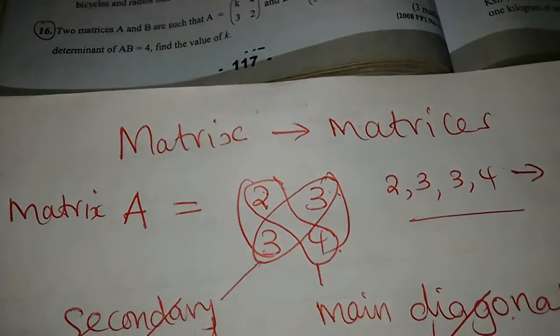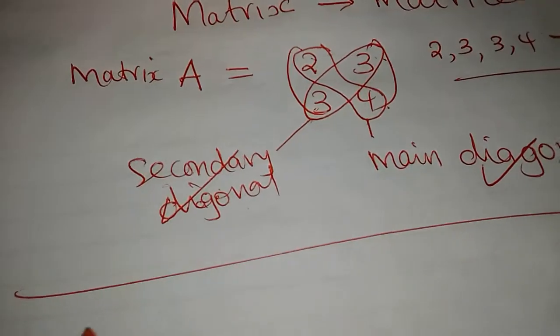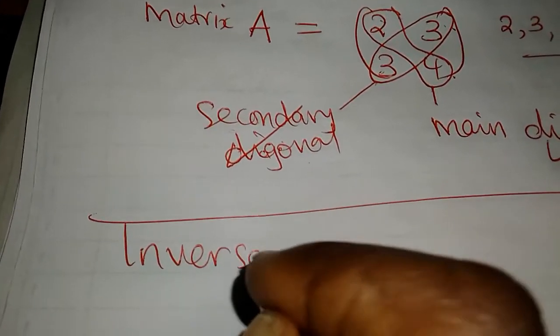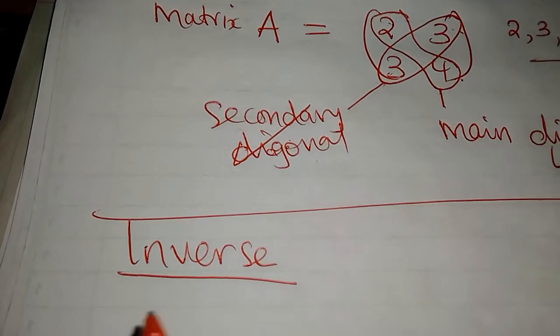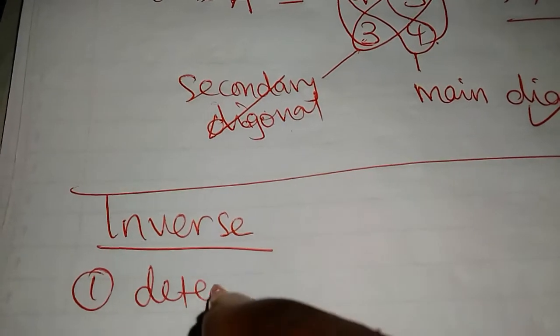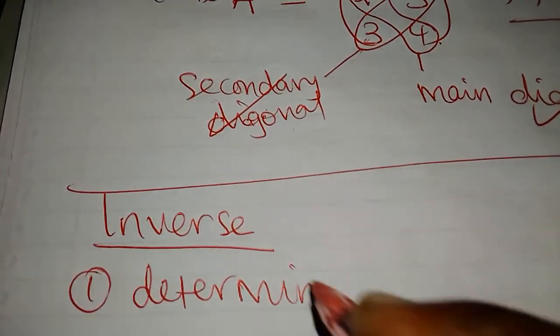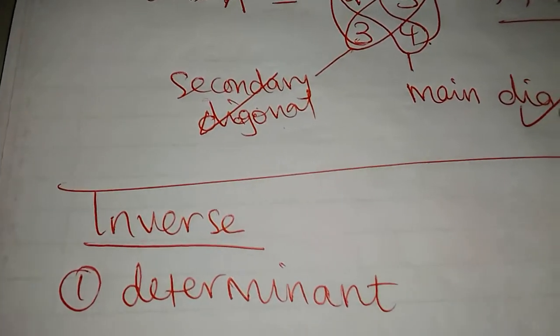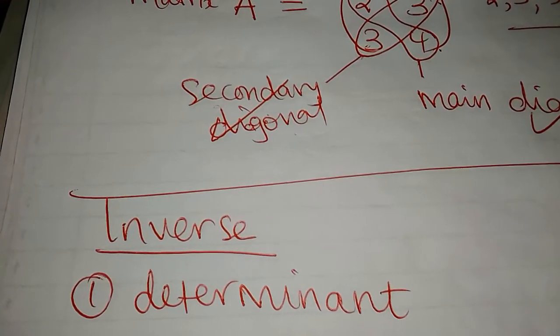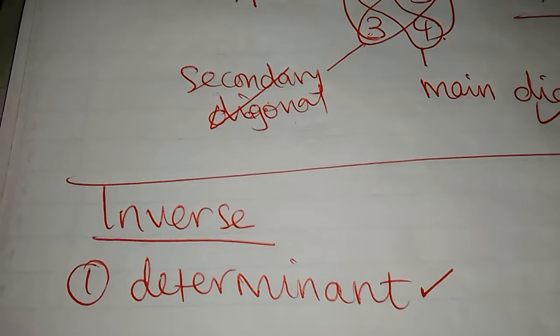Now, how do you get the inverse of a matrix? These are the steps. Number 1, first determine the determinant. Get the determinant of that matrix.